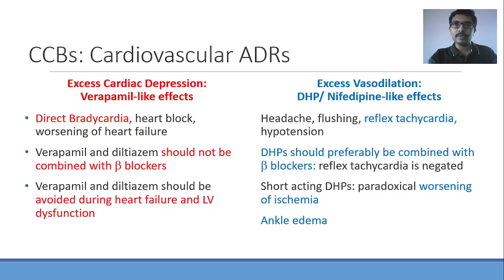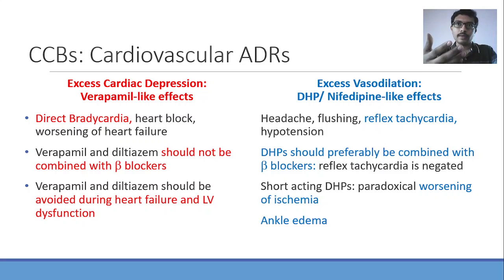Why is this ankle edema seen? Remember, DHPs are vasodilators. They dilate both large arteries and smaller arterioles. So there is arteriodilatation, but at the same time there is also hypotension. This hypotension has also activated the sympathetic nervous system. Sympathetic nervous system leads to vasoconstriction. Now, in the arterioles, there is vasodilatation because of the DHP, and in the venules, there is vasoconstriction because of the sympathetic system activation. So arterioles are dilated, venules are constricted.